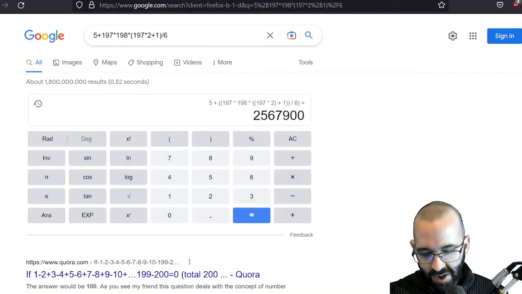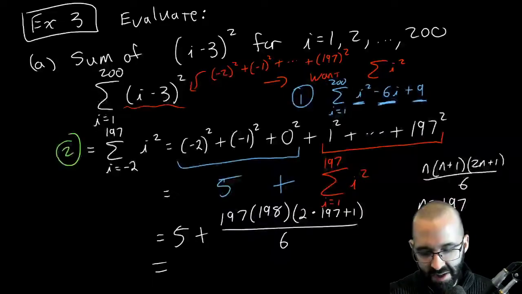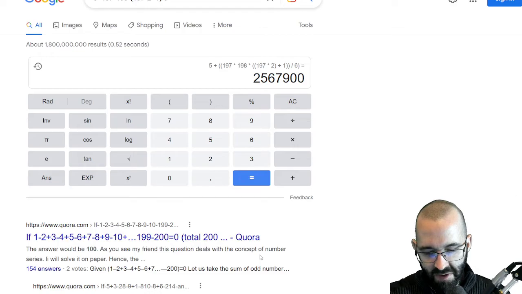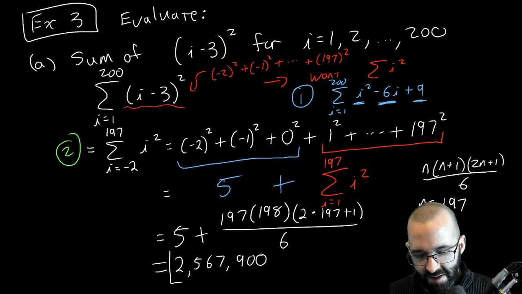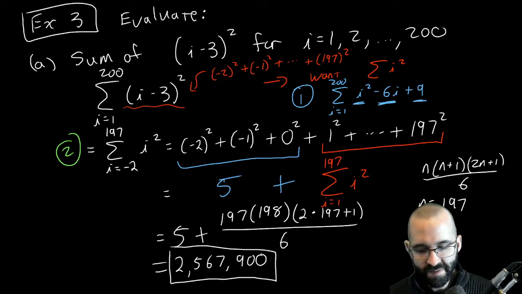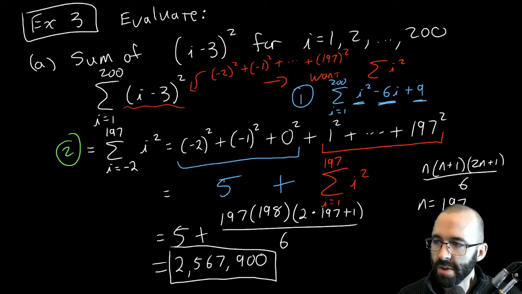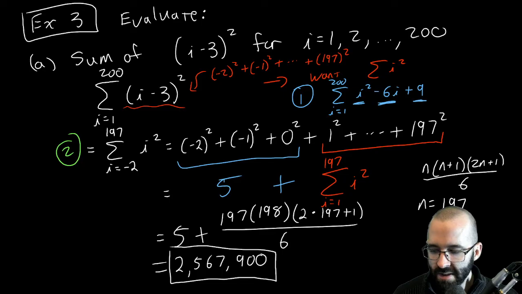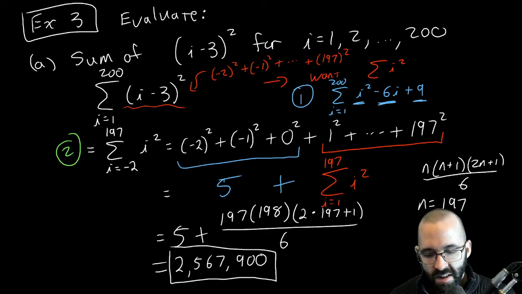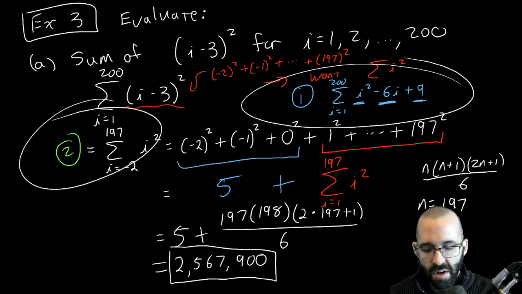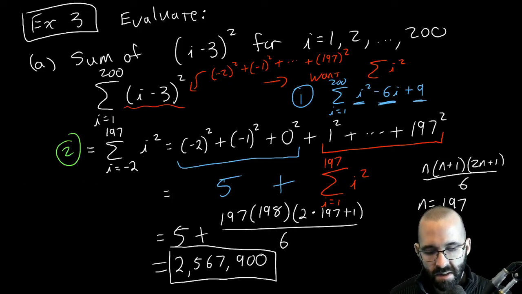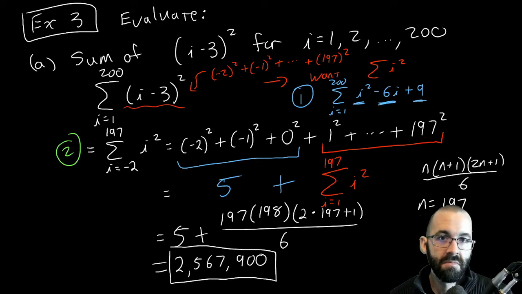It is 2,567,900. Two, 5, 6, 7, 900. So you could have counted that manually, or you can use summation notation and some little tricks and formulas to get it all put together. Again, both of these methods would have worked. Your choice.